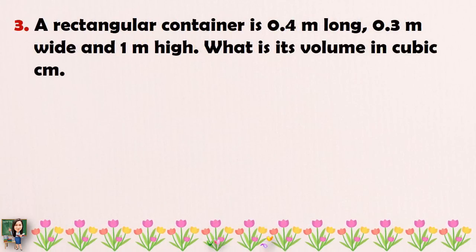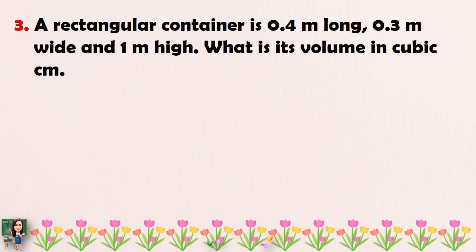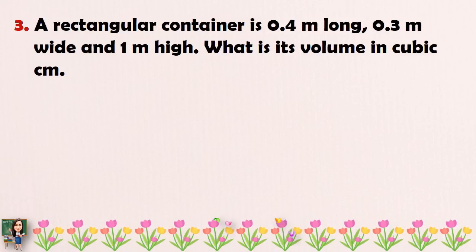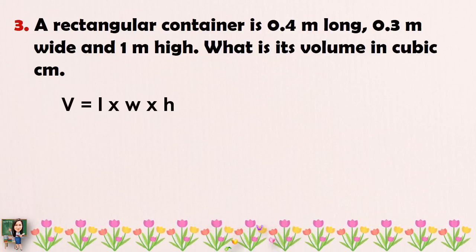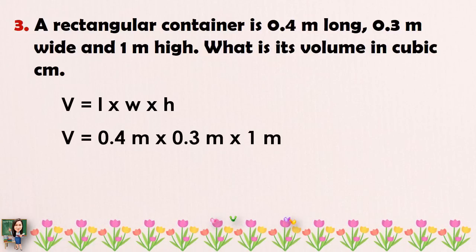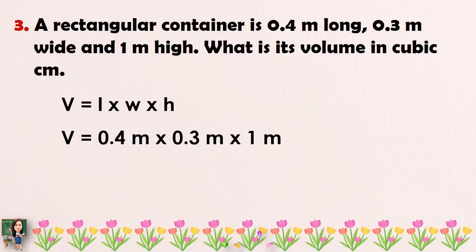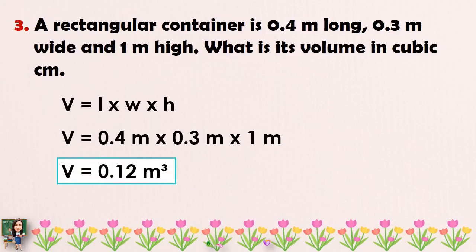Number 3. A rectangular container is 0.4 meter long, 0.3 meter wide, and 1 meter high. What is its volume in cubic centimeters? Use the formula, volume equals length times width times height, where the length is 0.4, the width is 0.3, and the height is 1 meter. When you multiply the length, width, and height, the answer is 0.12 cubic meters. Therefore, the volume of the rectangular container is 0.12 cubic meters.